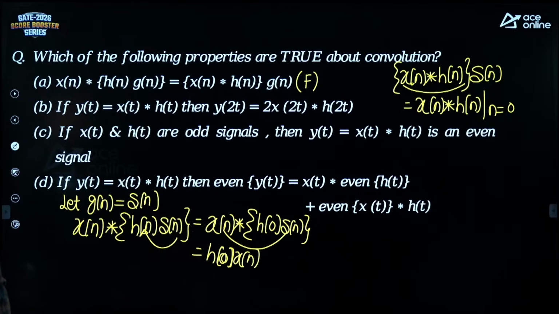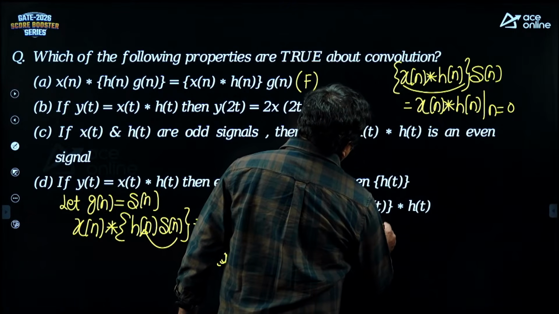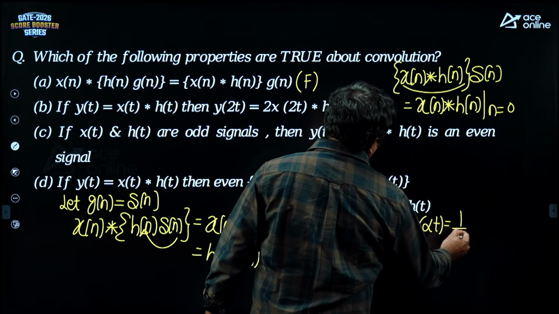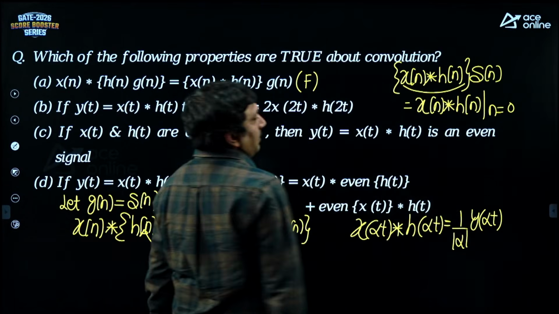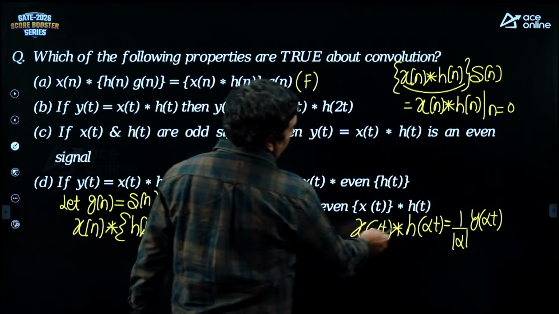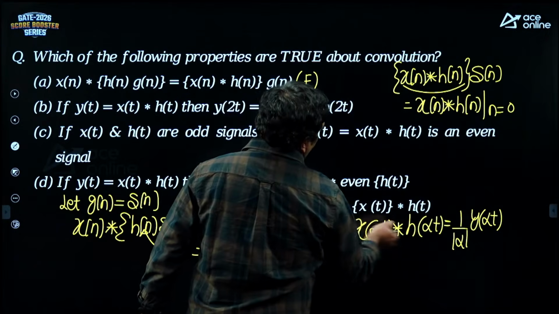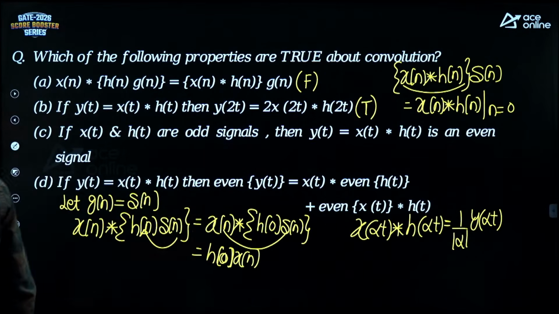Of course, option B is true. You know that property, the scaling property. When you scale the input by the same factor, the output is scaled by alpha with amplitude scaling of 1 by mod alpha. In our case, alpha is 2, so 1 by 2 is multiplied on this side. It is a scaling property.